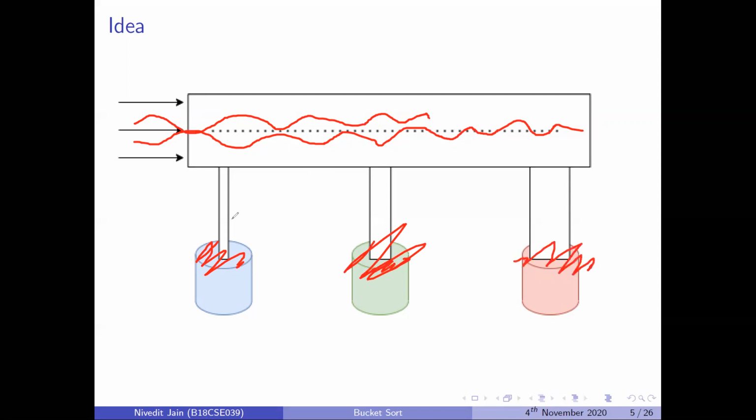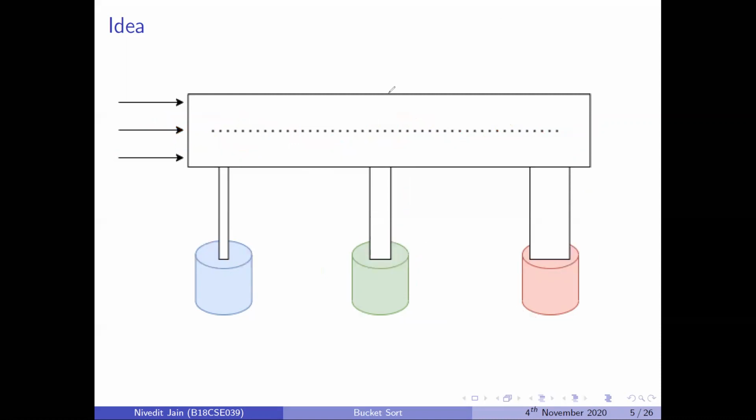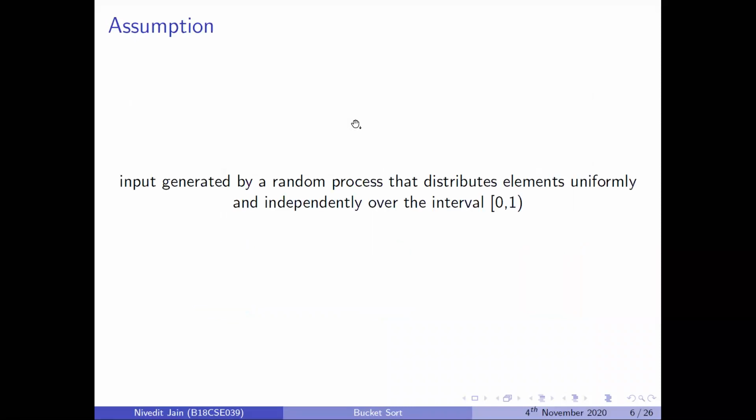What we are doing here is something very similar. For sorting, we are flowing numbers through a channel and assigning them to a bucket on the basis of their value, and then we are sorting each bucket independently. So this is the basic idea and a physical analogy of what we are doing here.